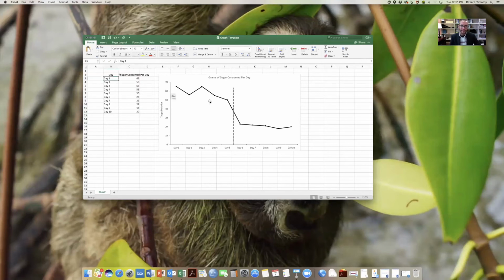So let's talk some now about how to interpret this graph and interpret the data that you collect. So one thing we could do is we could take the mean grams of sugar consumed per day during the baseline phase and then during the intervention phase. That's something you might do when you describe your results in the results section of your paper. But what we're not going to do with the data that you collect as part of this project is run any sort of statistical analyses or tests on this data.